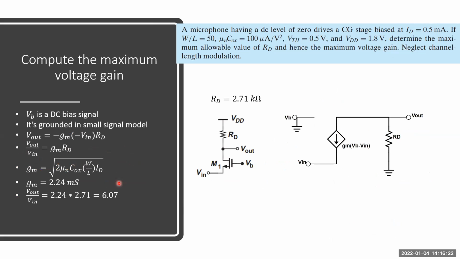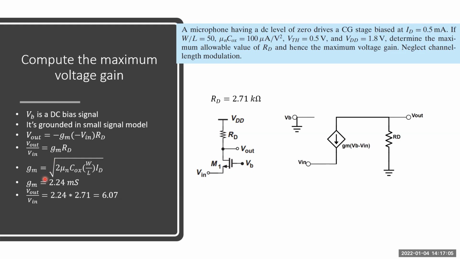Now we can calculate the maximum voltage gain. We need to draw a small signal model here. VB is a DC bias signal, so it must be grounded in the small signal model. What is the V out expression in the small signal model? It's basically RD times GM times (VB minus V in). VB is 0 here, so the current value is GM multiplied by minus V in. V out divided by V in equals GM RD. This is the voltage gain of the common gate amplifier.